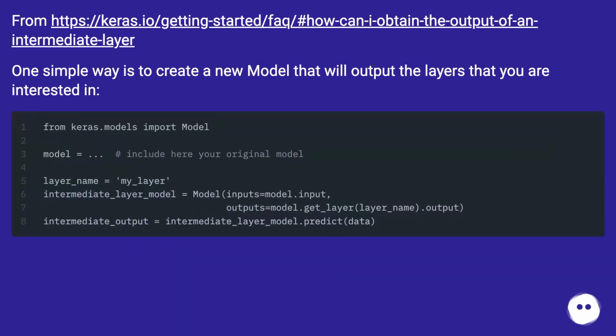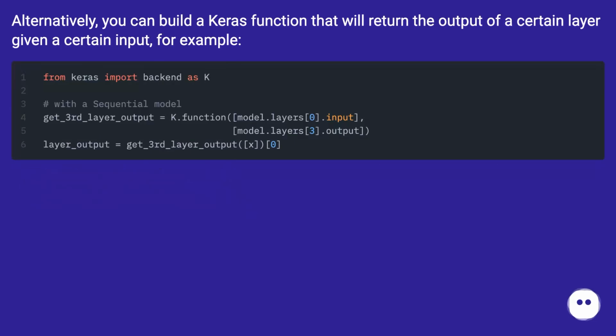From this URL, one simple way is to create a new model that will output the layers that you are interested in. Alternatively, you can build a Keras function that will return the output of a certain layer given a certain input, for example.